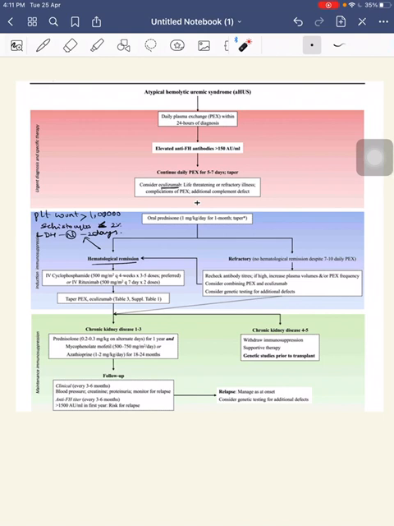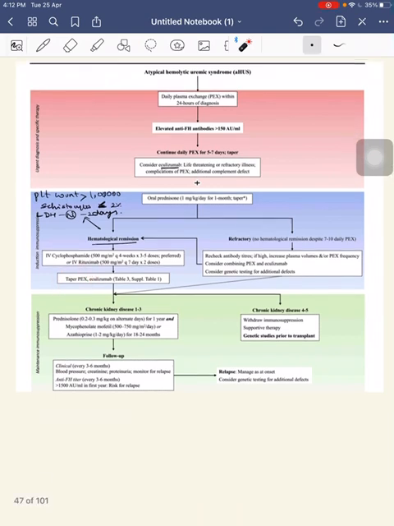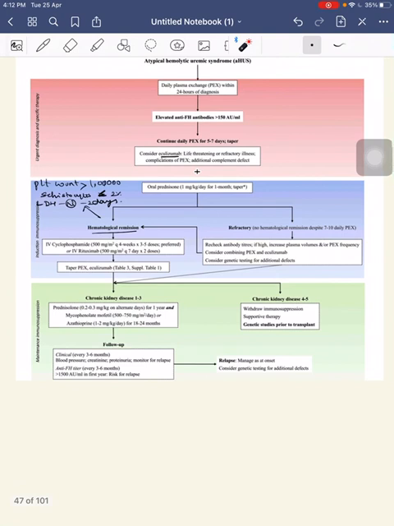When the child is having a hematological remission, then you give cyclophosphamide at the dose of 500 mg per meter square for about 4 weeks. Preferably 5 doses. Give it weekly once. Then you taper the plasma exchange.